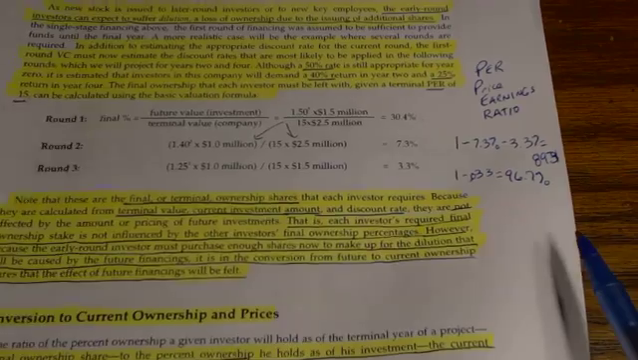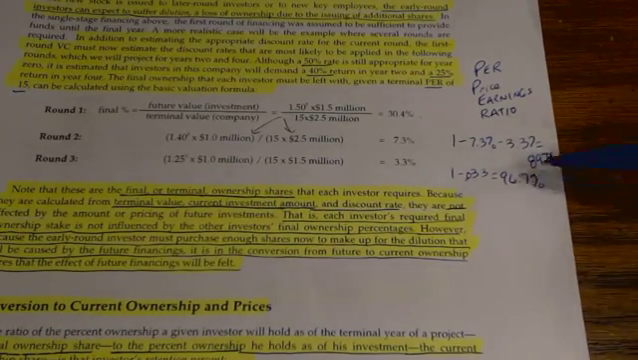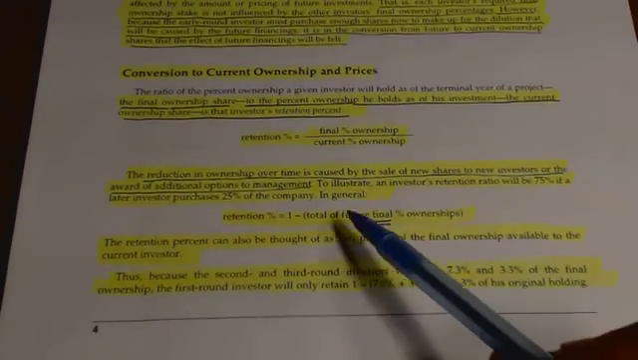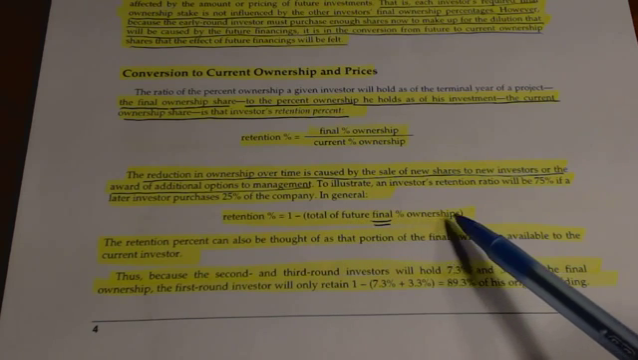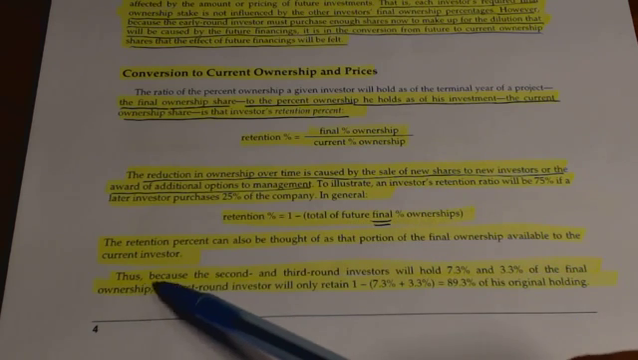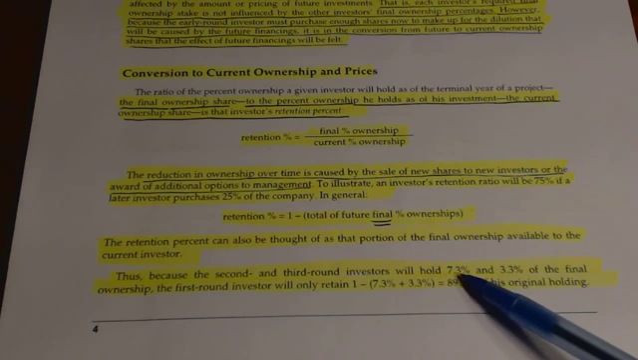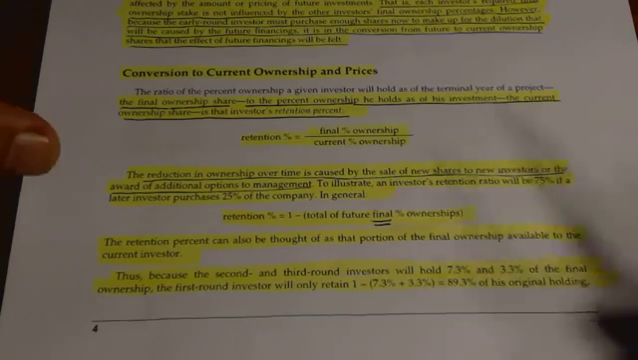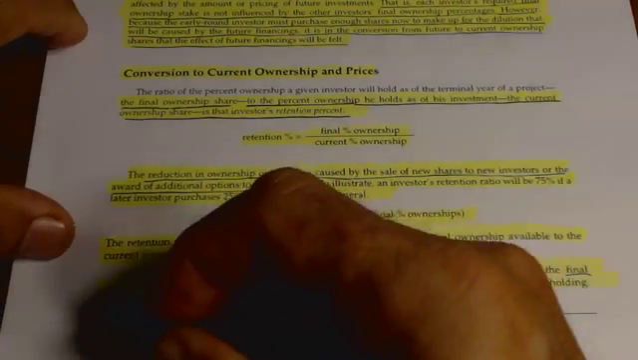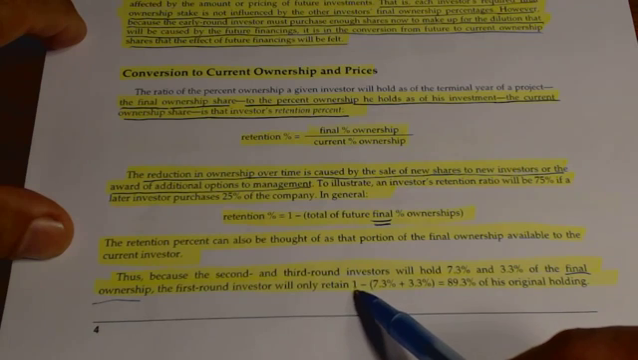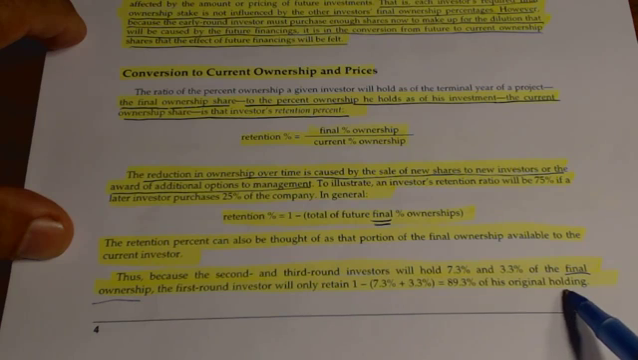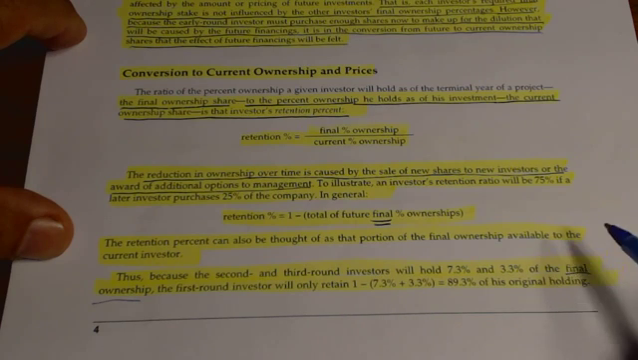And that's what they're just trying to show you. These are the retention percentages, and all you do is subtract the future ones, so it's the total future final percent ownerships. It says thus, because the second and third round investors will hold 7.3% and 3.3% of the final ownership, the first round investor will take 1 minus 7.3 plus 3.3 equals 89.3% of his original holding.